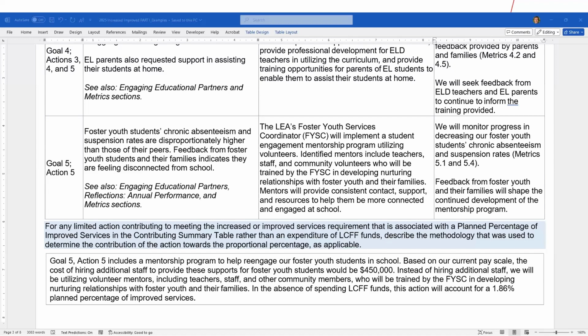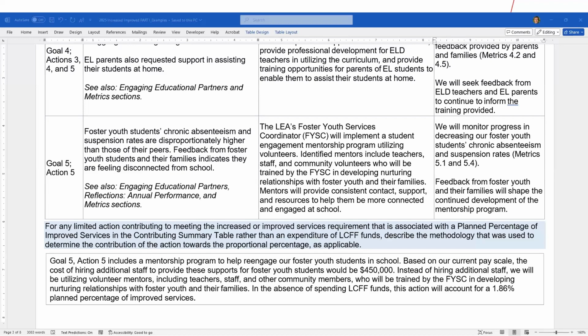As Josh mentioned, it has to be a limited action. You cannot have a planned percentage of improved services for an LEA-wide action. The only actions that can have a planned percentage of improved services, meaning they don't have any LCFF funding, they have no funding whatsoever, are limited actions. So here's an example of what that could look like.